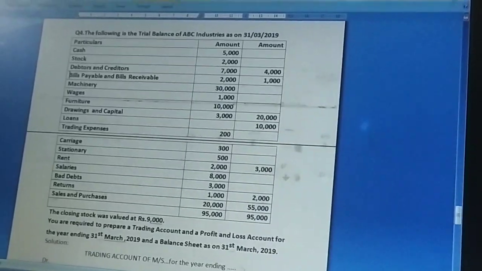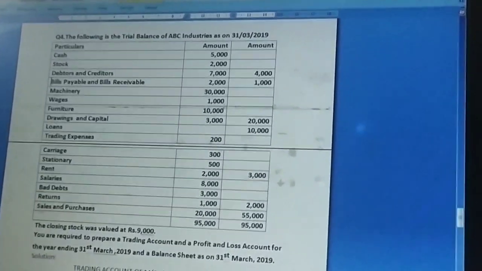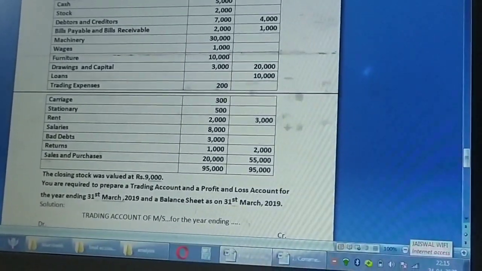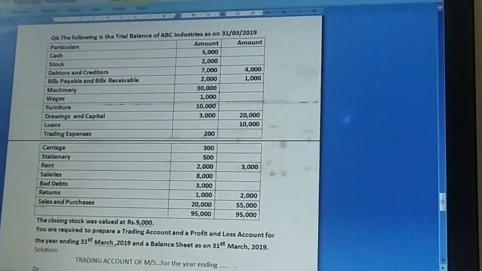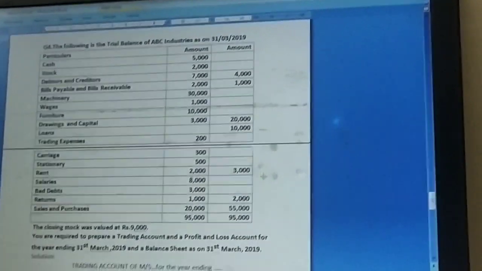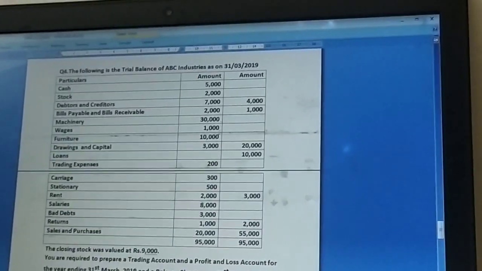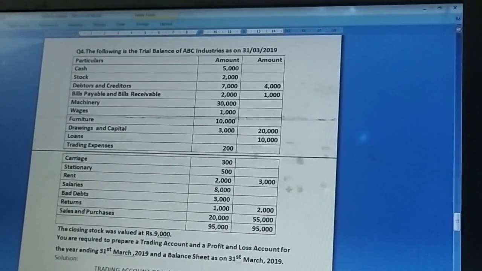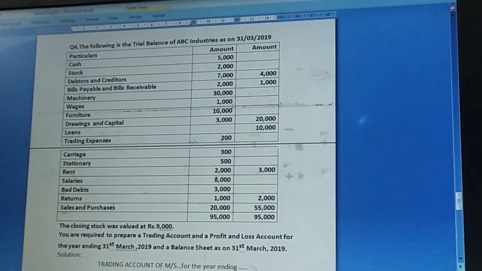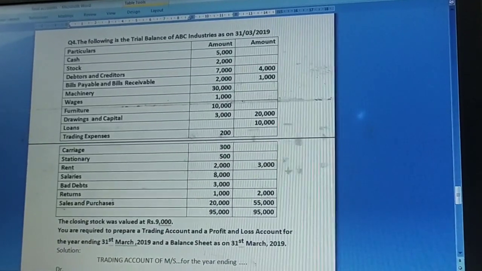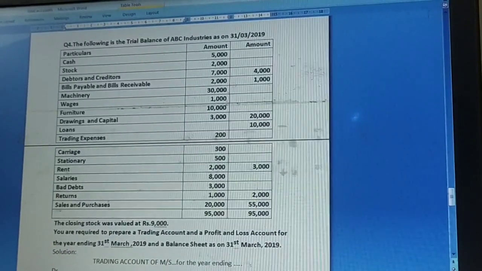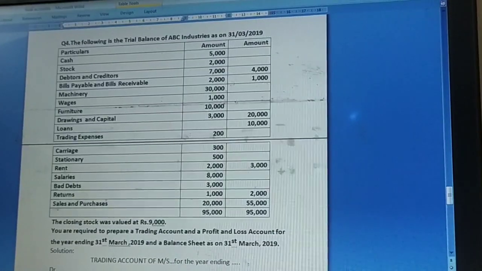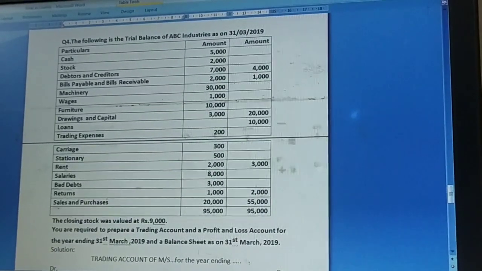In this sum I have not written it. Suppose the closing stock's market value was 9,000 and the book value, that means what the accounts show, is 7,000, then we would take 7,000 as the value of closing stock. If the opposite happened, suppose 7,000 the market value and 9,000 the book value, then again we would take only 7,000, because we always have to take the minimum value as per the conservative principle.